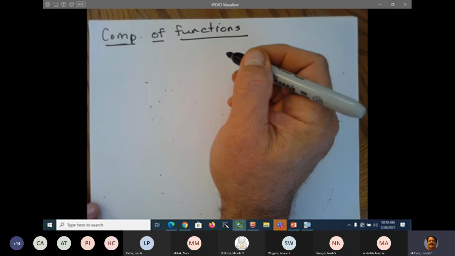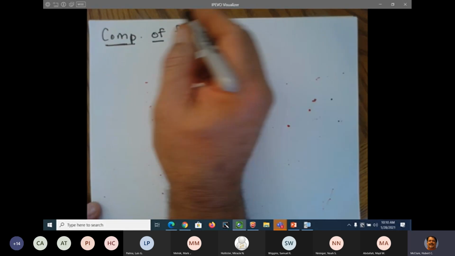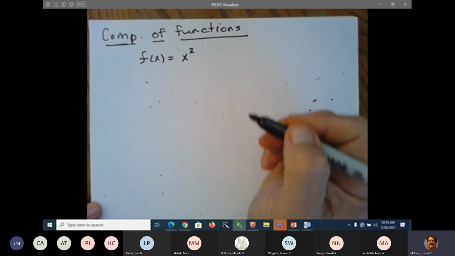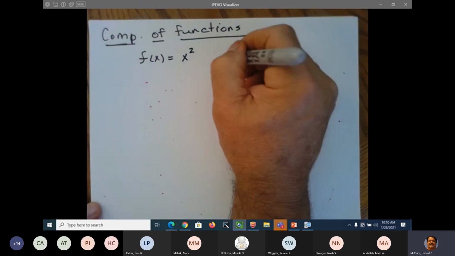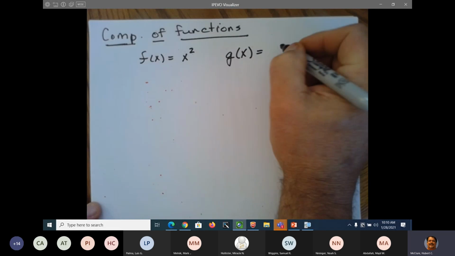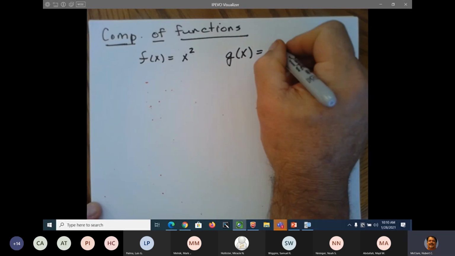Let's say that f of x is equal to x to the second power, and g of x is equal to the square root of x plus 1.